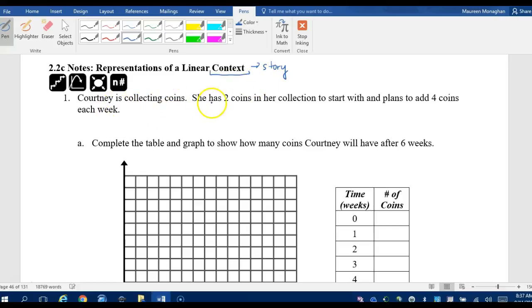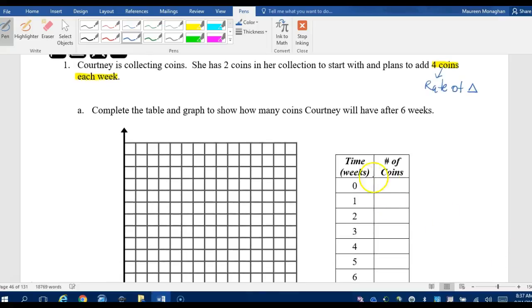Courtney is collecting coins. She has 2 coins in her collection to start with and plans to add 4 coins each week. I'll always note whenever they talk about something each week, per day, per minute, and that is important because that tells me that's my rate of change right there. That's my rate of change anytime they talk about per or each.